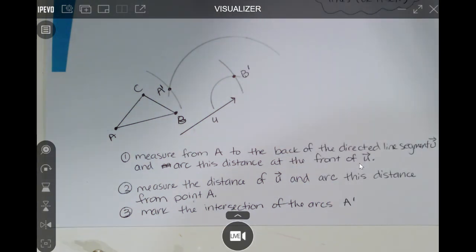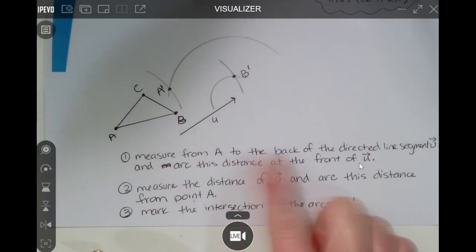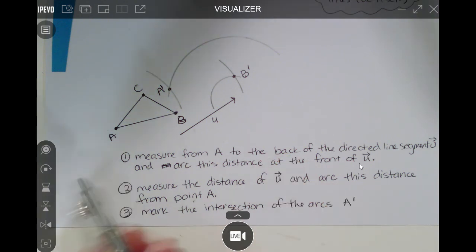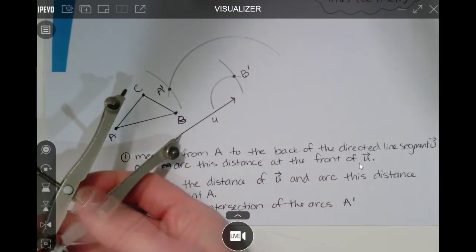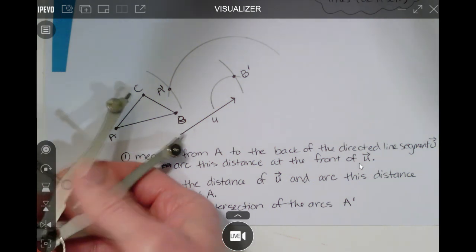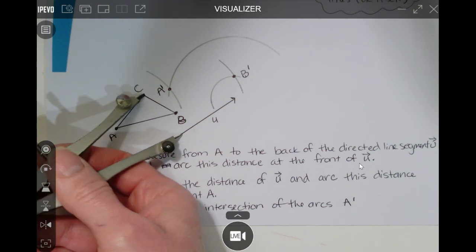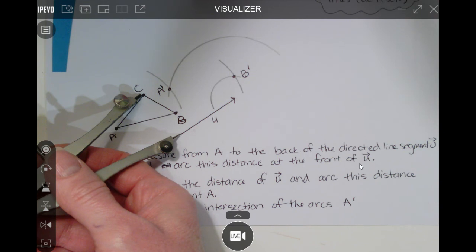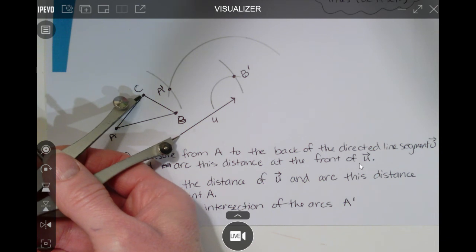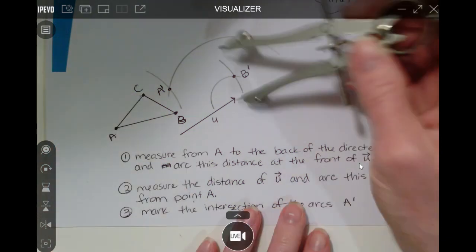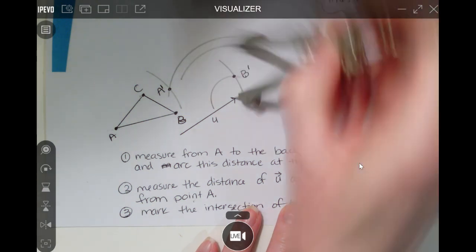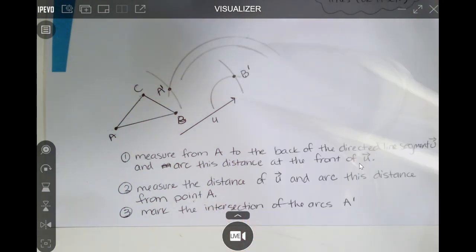Let's do it all over again for C. So my first arc, I'm going to measure from C to the back of the directed line segment U. So let's put my pointer on the back of U, and let's measure from the back of my directed line segment to C. That's how far C is from the back of U. That's the exact same distance C prime will be from the front. So let's go to the front, put my pointer on the arrow, and mark that arc. Make it nice and big. My C prime is somewhere on that arc.